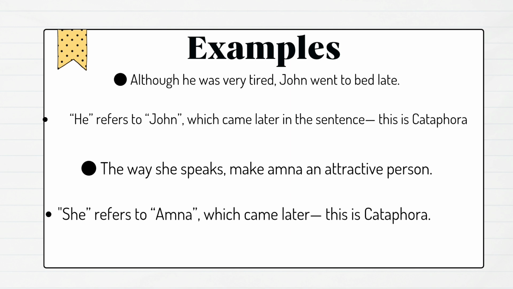In the second sentence, the way she speaks makes Amna an attractive person. The name Amna came later, but the word she, which is a reference to Amna, came earlier. That is why it is Cataphora.